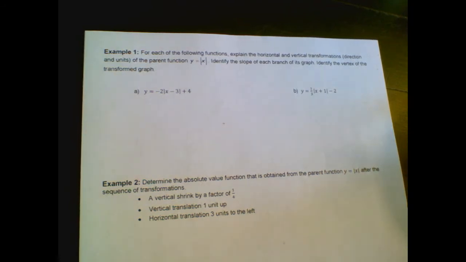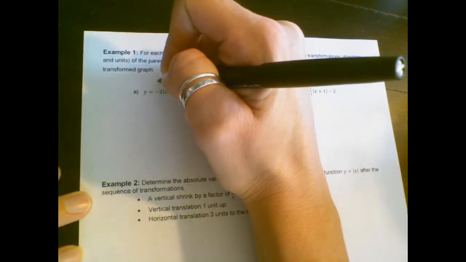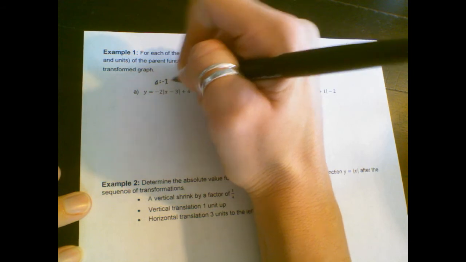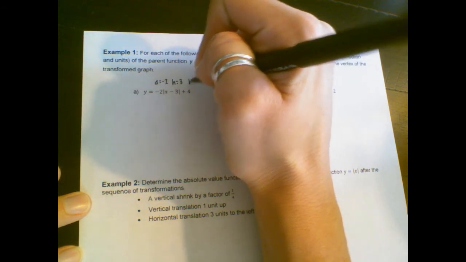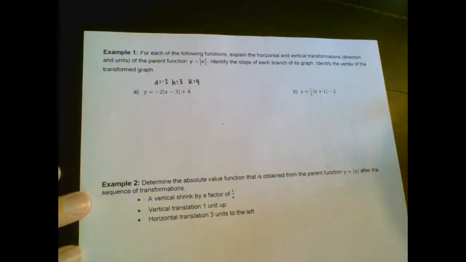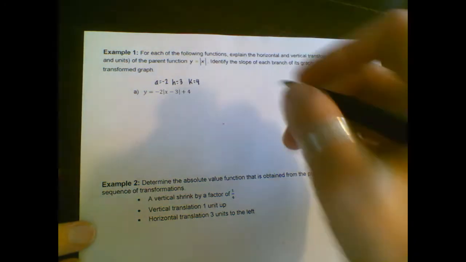We want to identify the slope of each branch of the graph and then identify the vertex of the transformed graph. So the first thing I like to do with these types of problems is actually identify what A, H, and K are. So I'll start by saying A is -2, H would be +3, and K would be +4. So from the summary that we put together at the end of class, I should be able to identify what the shift left or right is and the shift up or down pretty easily.